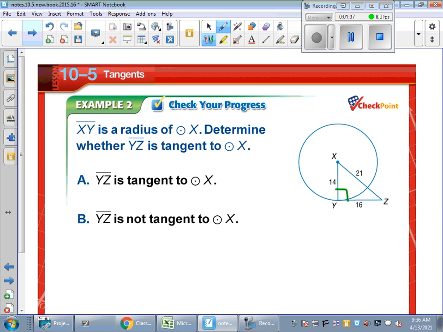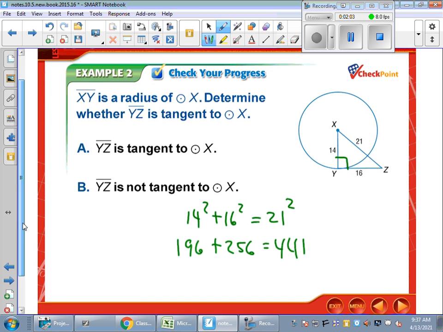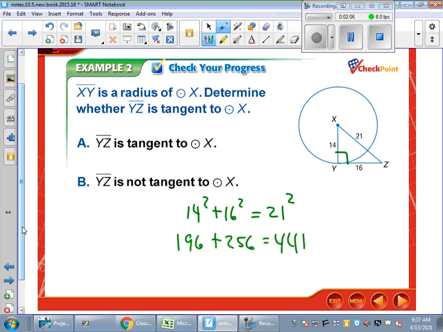If this is a 90-degree angle, then the Pythagorean theorem should work, which means 14 squared plus 16 squared should equal 21 squared. Once we set that up, you're doing calculator work and checking to see if it's true or not. 14 squared is 196. 16 squared is 256. And 21 squared is 441. When you add these two together, this gives us 452. Does 452 equal 441? No, it does not. So your answer is not tangent.